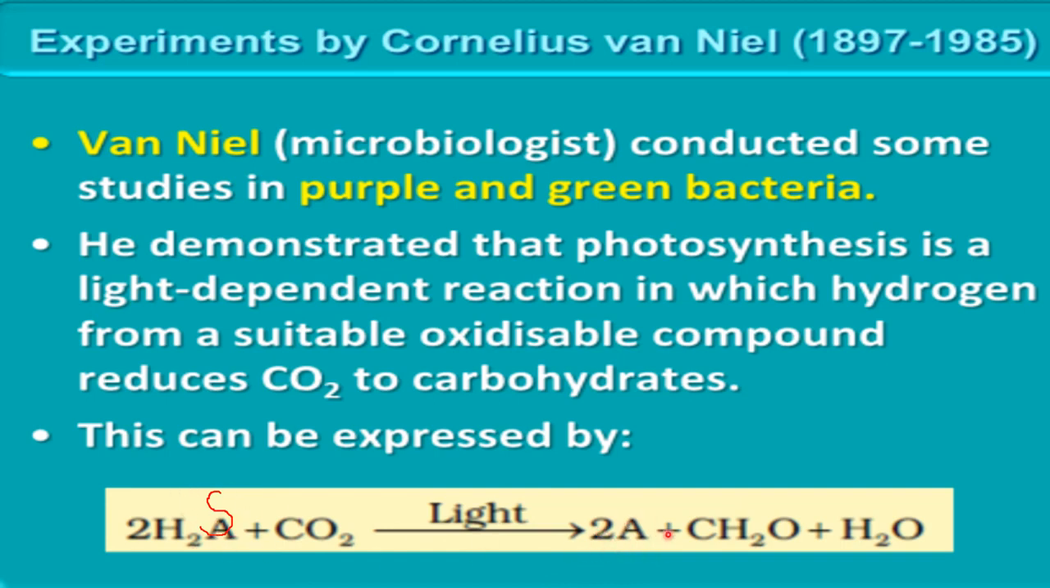This S will be here. So it can be variable, because all the plants use water for photosynthesis, but these bacteria are using H2S here. So this is any compound which is providing us hydrogen. Then CH2O, that is a carbohydrate, and water. So this was proved by Cornelius van Niel, that we need a hydrogen giving compound to reduce the carbon dioxide to carbohydrate.